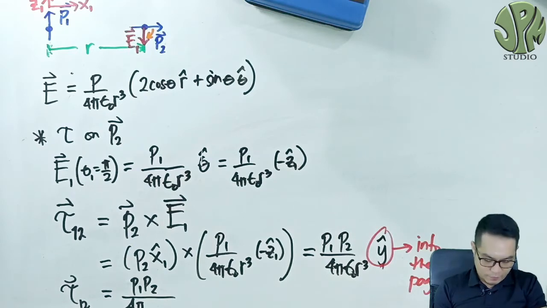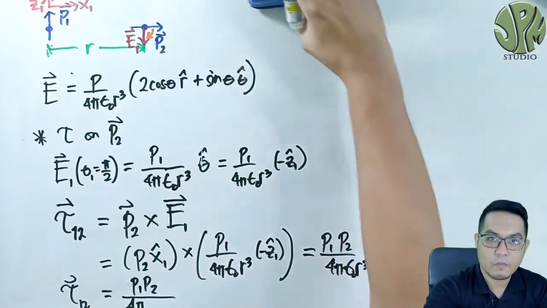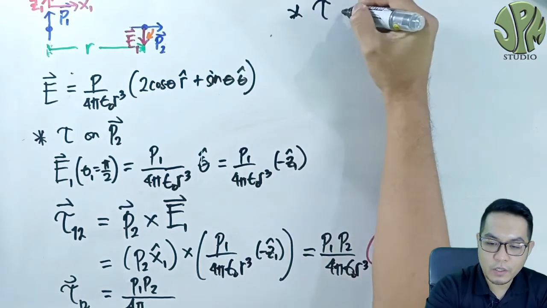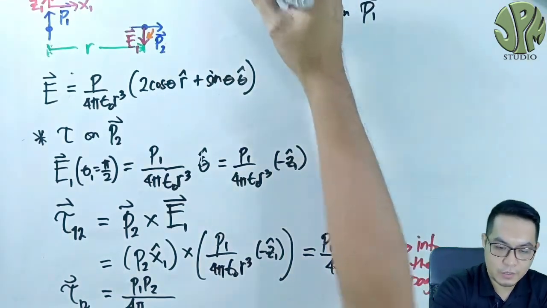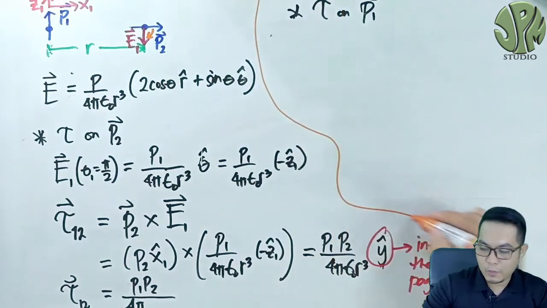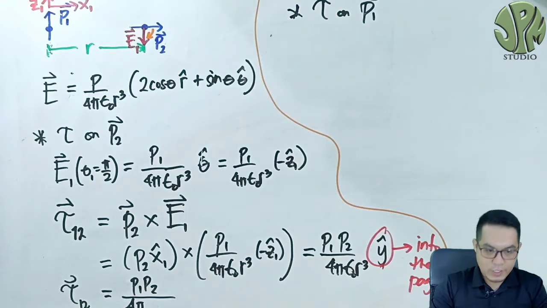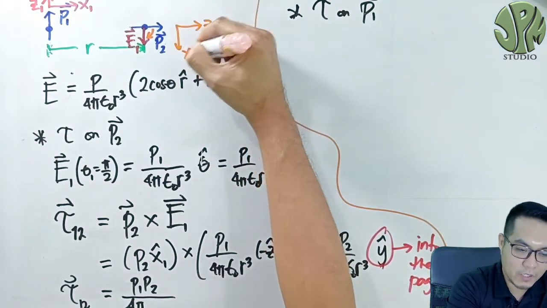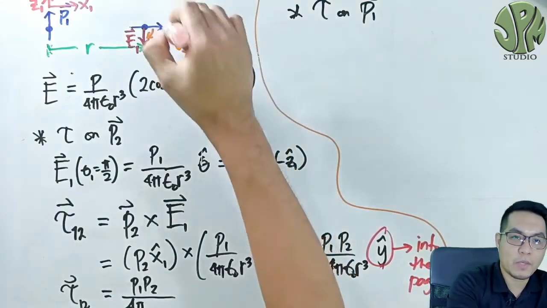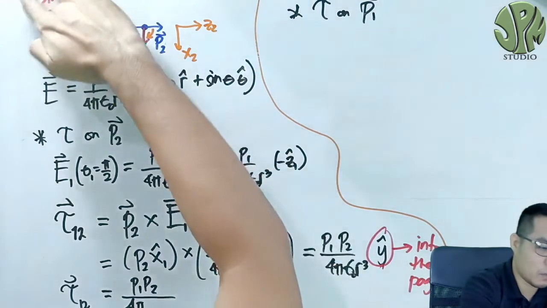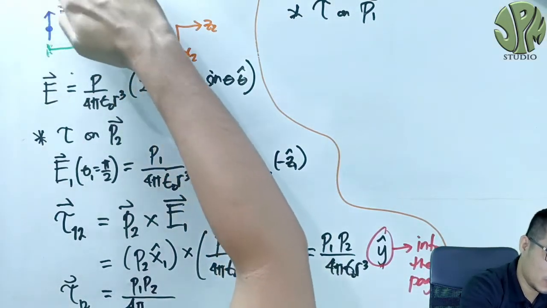So you do the same for the second question, the torque on P1. For the torque on P1, we will try to find, this will now be our new axis. This will now be our Z2 axis. So this will be our X2 axis, meaning the Y2 axis will be into the page. So that is now our new axis. I'm going to erase this so that it will not be confusing.